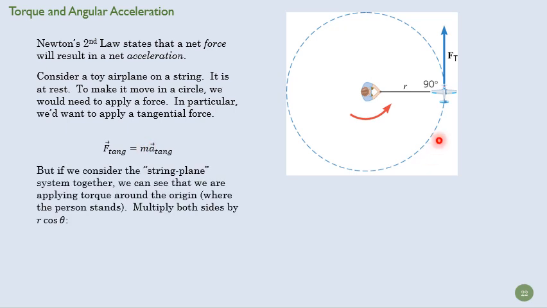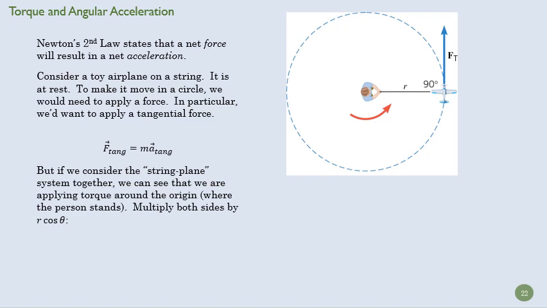But if we think of this whole thing together, and think of this as a kind of string-plane system with this little boy at the middle of it, we can see that that requires a torque. Why do we know that? Well, because we've got a force and we have a lever arm. If we thought of that less as a string and maybe as a stick, and we consider that stick massless, the boy is trying to turn the plane that way by applying a torque to his stick.